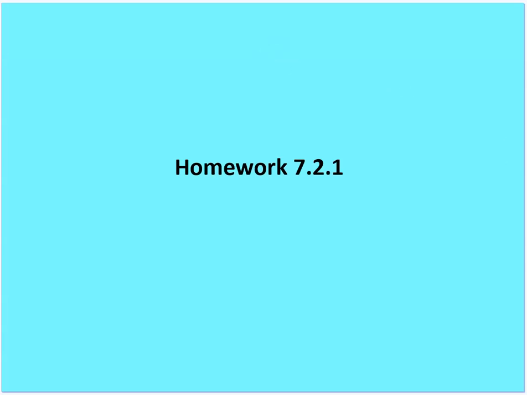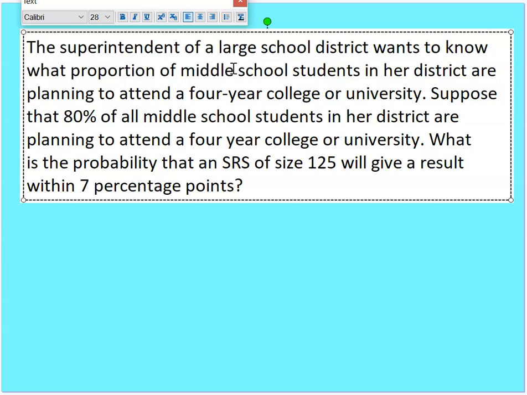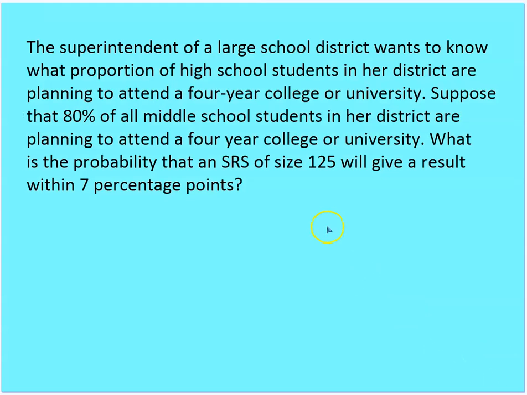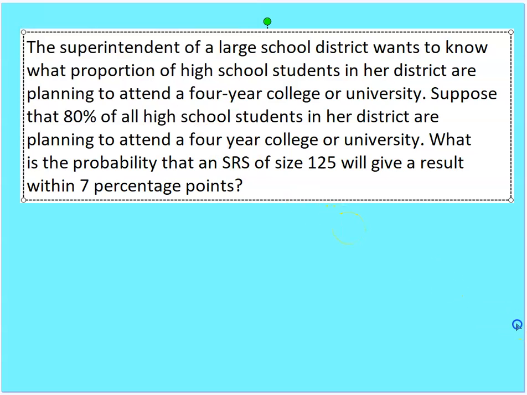All right, so this brings us to your homework problem. I believe this is the only one. I could be mistaken. A superintendent of a large school district wants to know what proportion of high school students in her district are planning to attend a four-year college or university. Suppose that 80% of all high school students in the district are planning to attend a four-year college or university. What is the probability that an SRS of 125 will give a result within 7 percentage points?